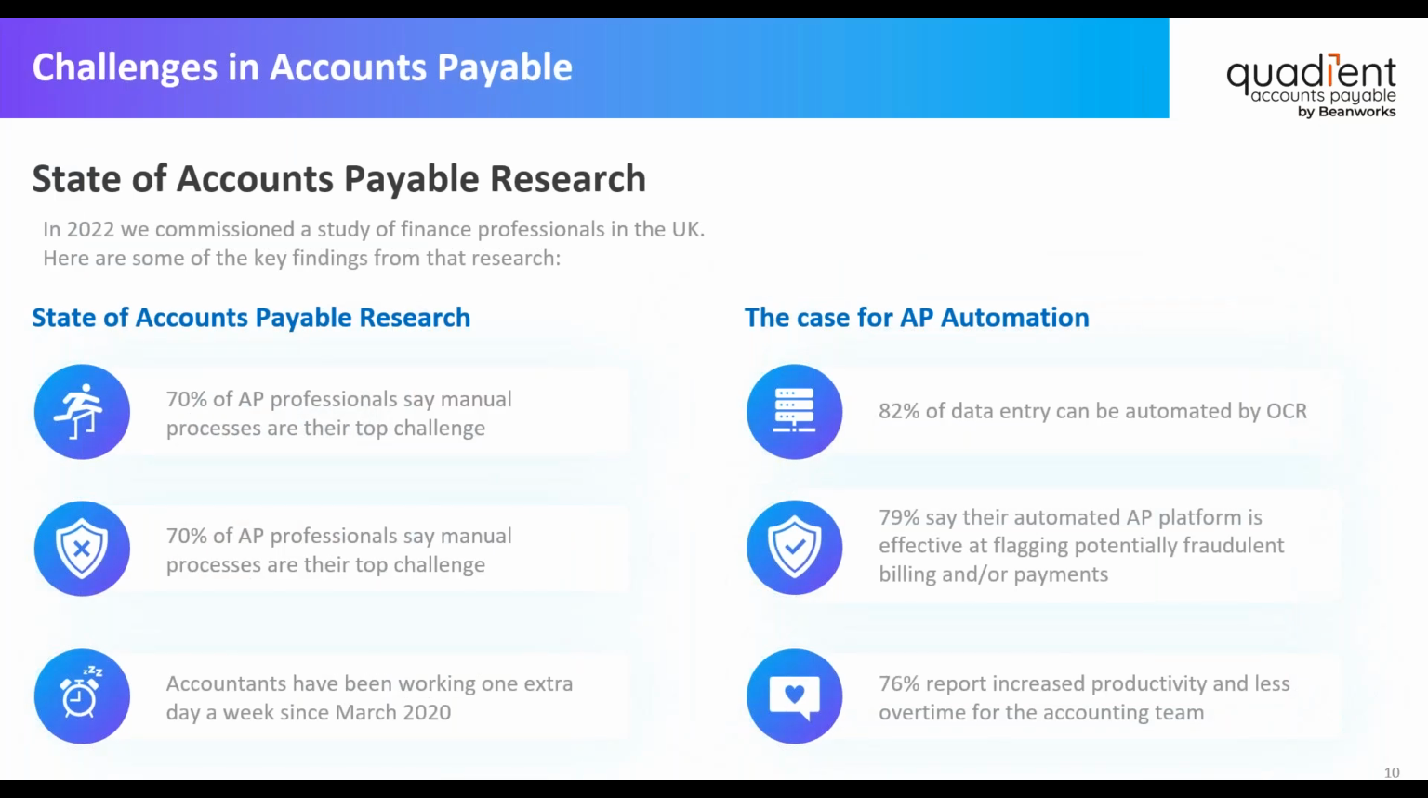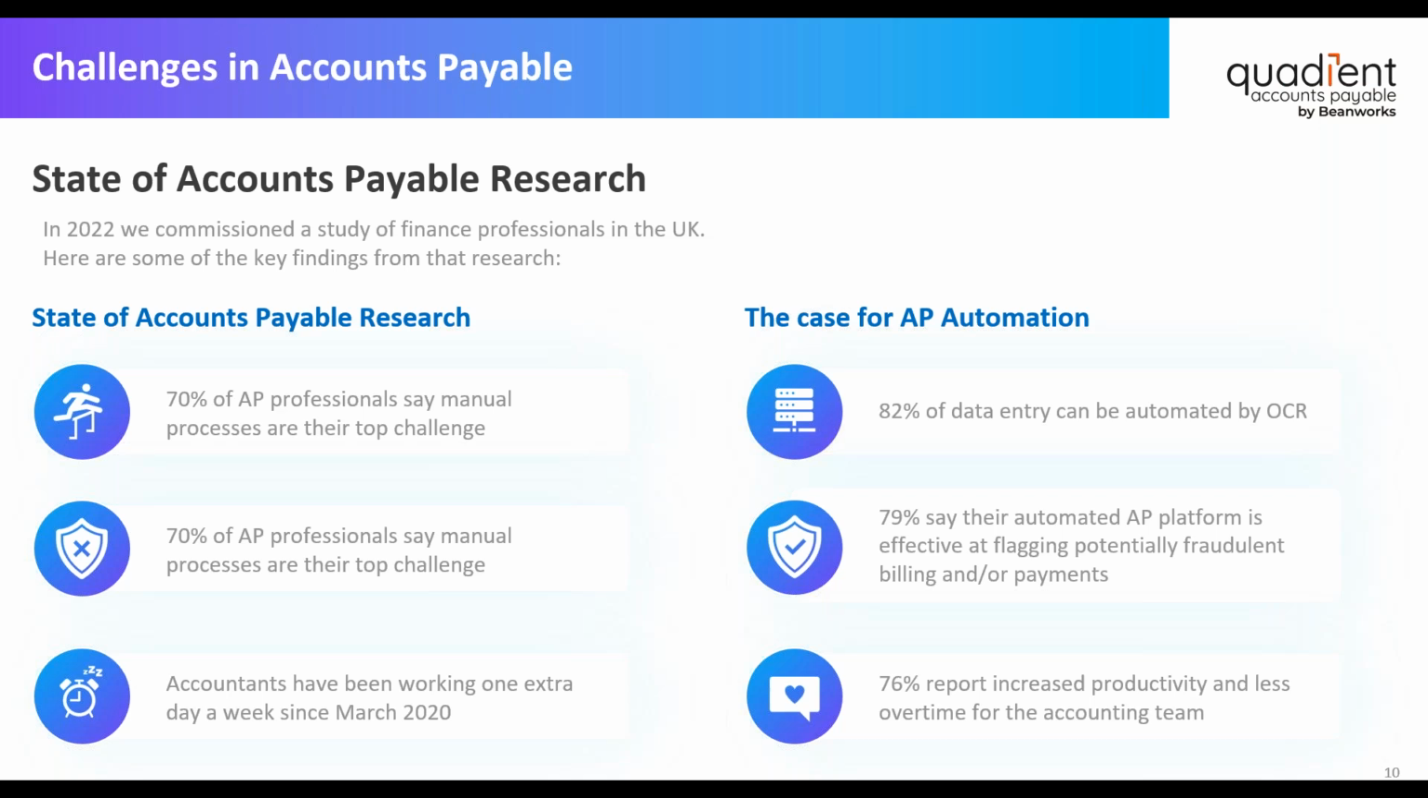Now, as we move on and look at this, what I'm thinking about with regards to the state of accounts payable research, and this was in 2022, it was a study of finance professionals in the UK. And here are some of the findings. So Matt, I'm going to go through the state of accounts payable research, and then I'm going to let you handle the cases for AP automation. We're going to look at the data that supports the use of a platform like Quadient, by the way, to streamline your firm. That's what we're going to be focused on, plus all the security and efficiency it's going to offer.